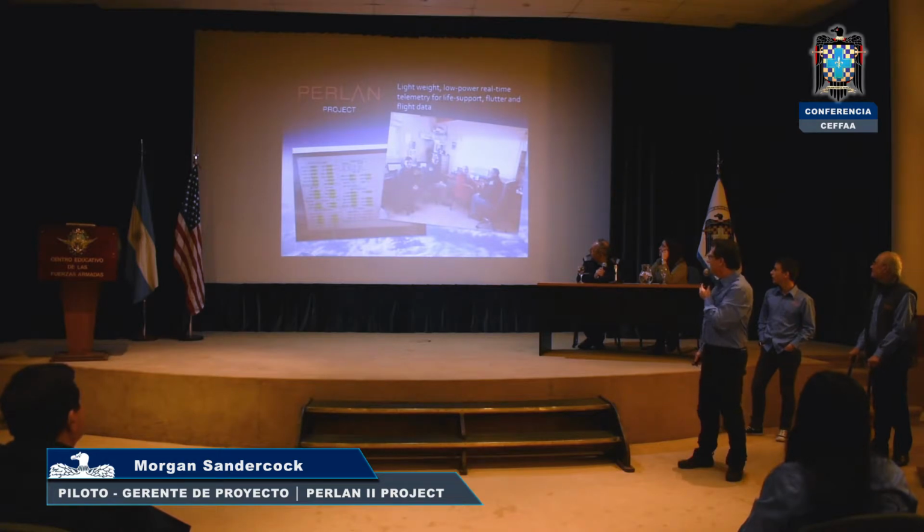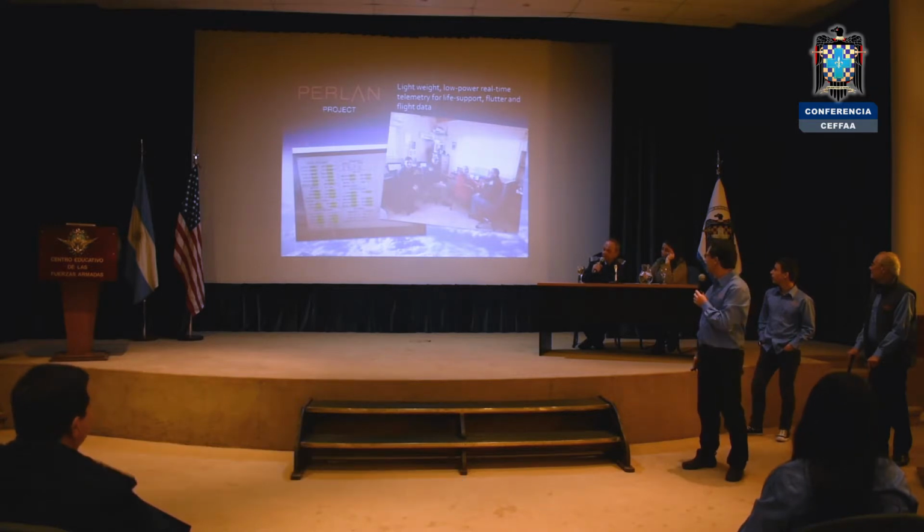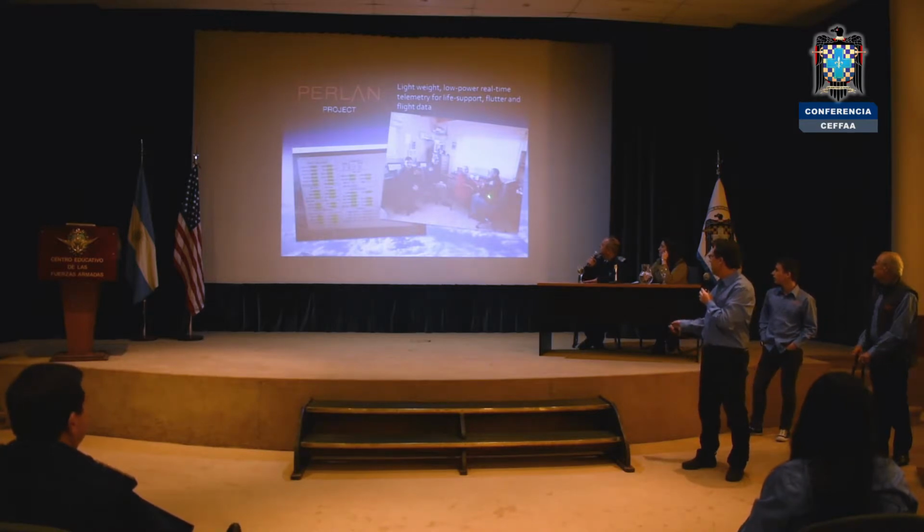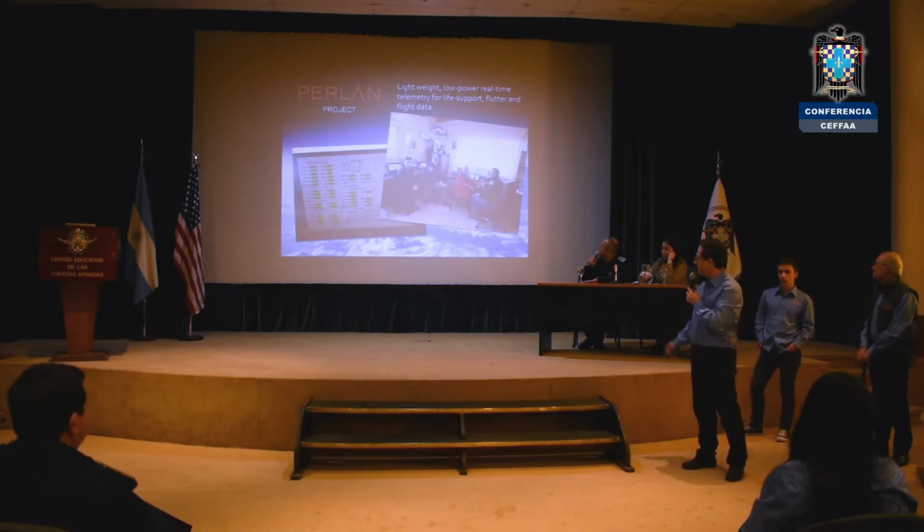This is a picture of our mission control. We have Ed and Loris and one of our other pilots, Tim Gardner. And that's Al Lawless, one of our other test pilot friends.